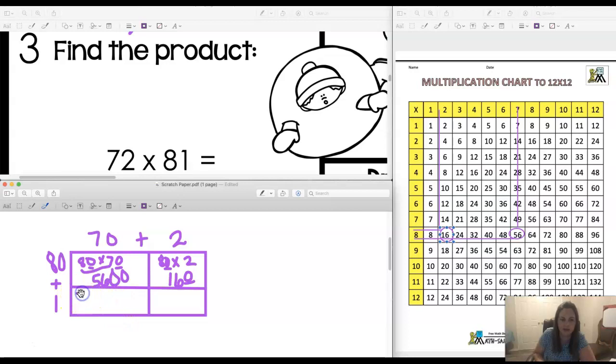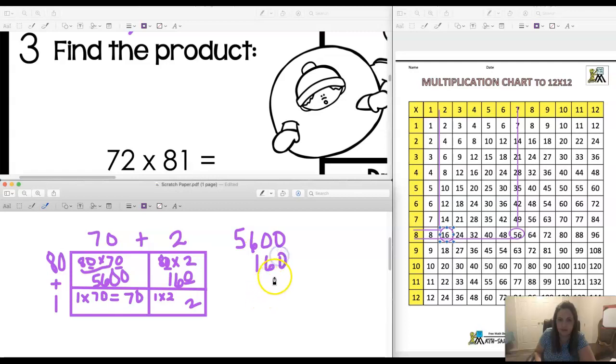Down here in the bottom box, I will have 1 times 70. We know that anytime a number is multiplied by 1, the answer is simply the same number, 70. And then the last one will be 1 times 2. Same thing. Anytime you multiply it by 1, it's itself. So in this case, that number will be 2. I'm going to take all these partial answers and line them up in the ones place, and I'm going to add them up to get my total.